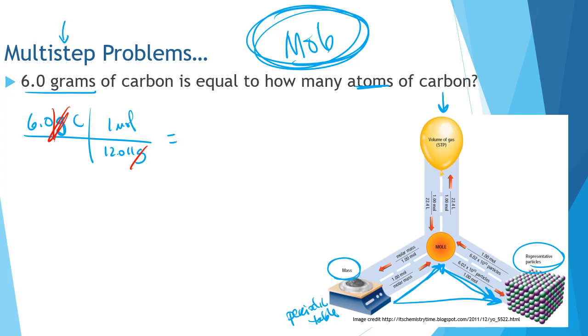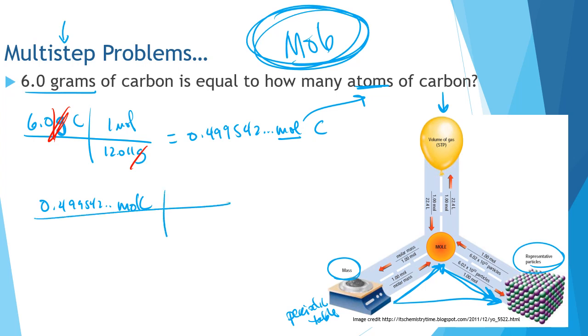6 divided by 12.011 gives us 0.4994. So many digits. We're not going to check sig figs yet. It's best to check sig figs at the very end of the problem. Moles of carbon. So now I want to take these moles and turn my moles into atoms of carbon. So those 0.499542, lots of digits that are still saved in my calculator, moles of carbon, convert to atoms of carbon.